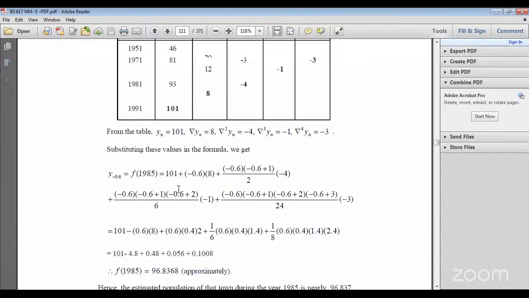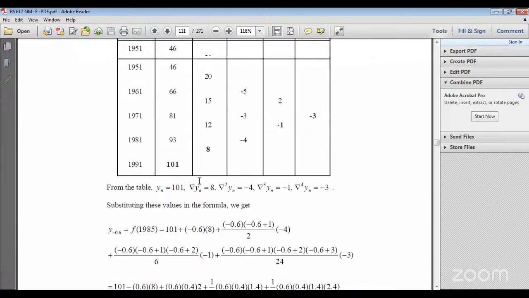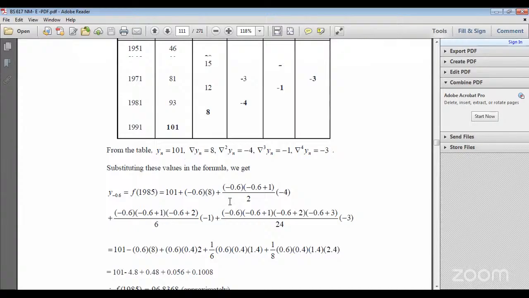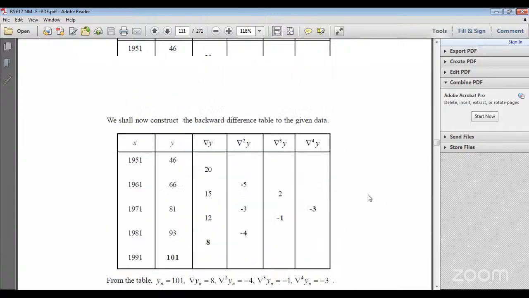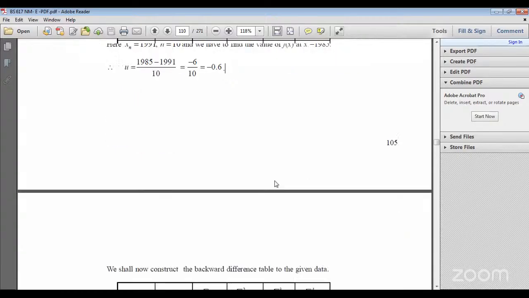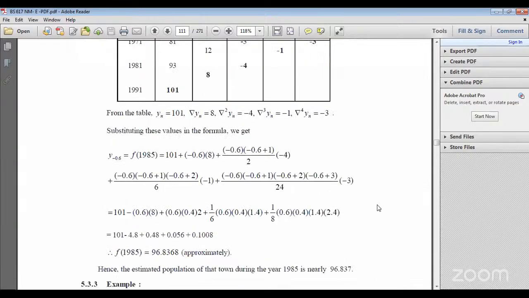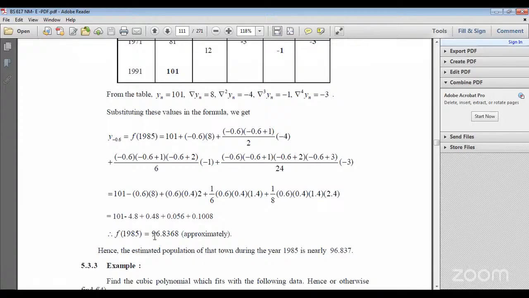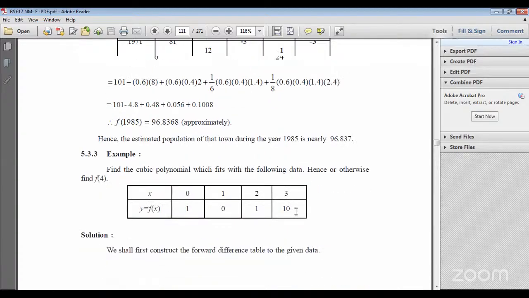F of 1985, that is, we are writing 101 plus 0.6 into 8, minus 0.6 plus 1 by minus 4, 0.6, 0.6 plus 1, 0.6 plus 2. I'm applying these values. What is the 0.6? This is u into u plus 1, u into u plus 1 and u plus 2. I'm applying the values here. And automatically, that is 101 minus 4.8 plus 0.48, that is 96.8368, that is approximately we are taking here.